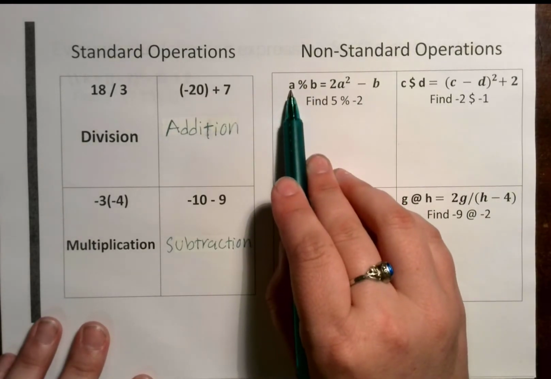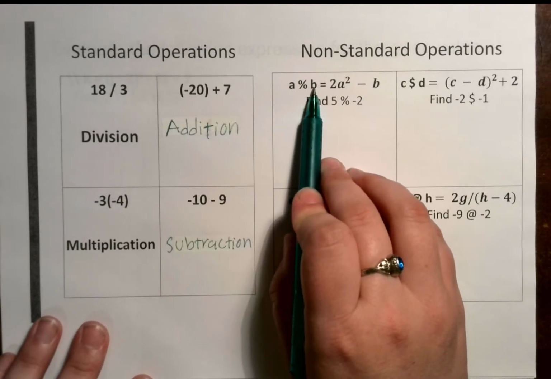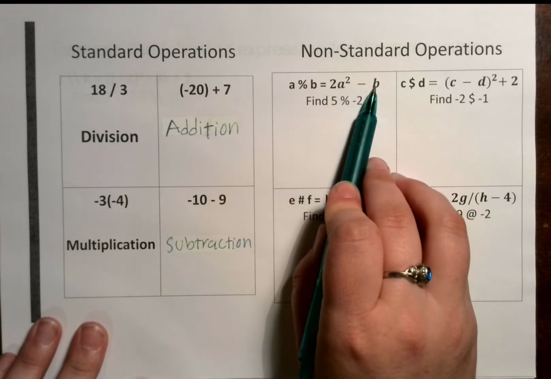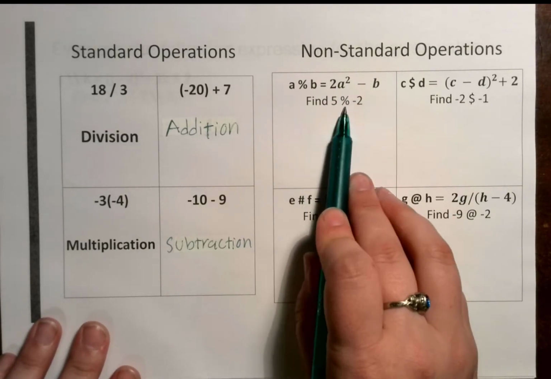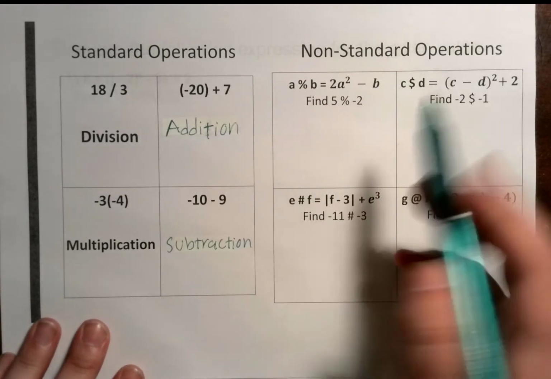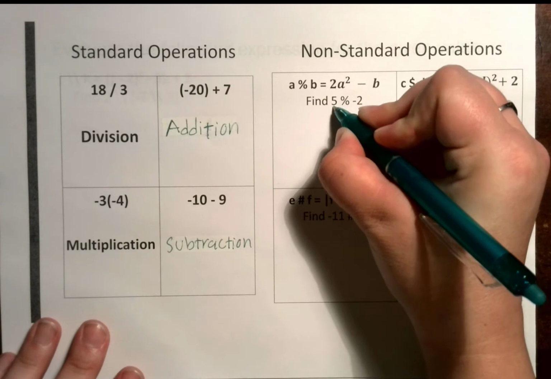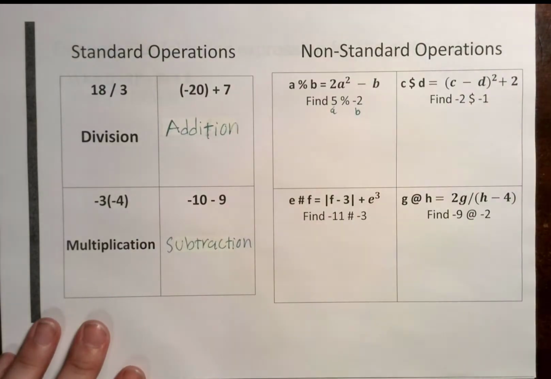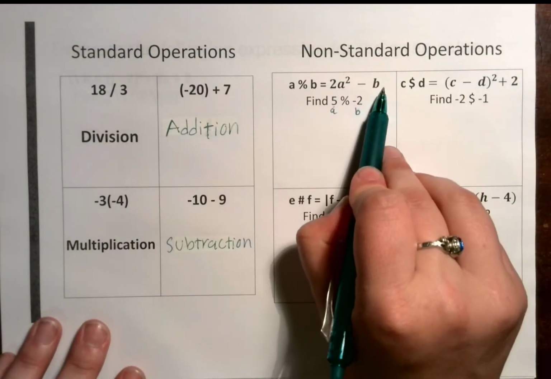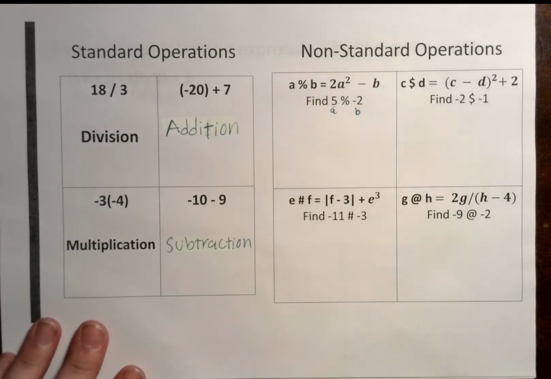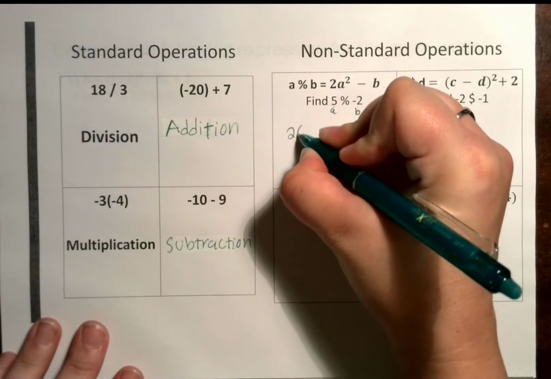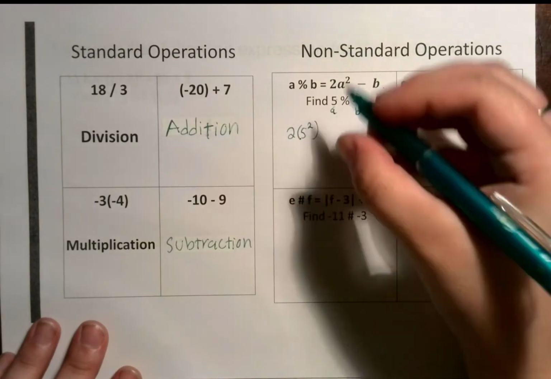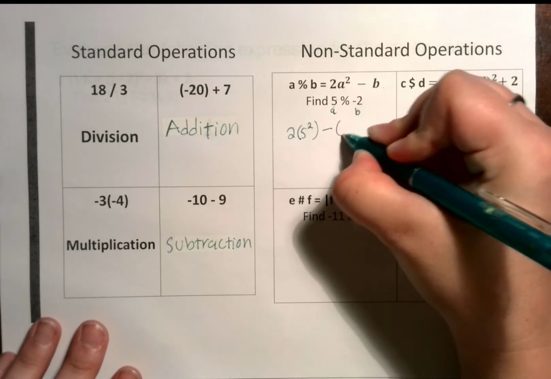So if you look up here, I've got A % B, and this tells me that equals 2 times A squared minus B. So when I see 5 % negative 2, all that's telling me is that 5 is my A and negative 2 is my B. I can plug it in for this expression here. So 2 times, my A is 5, we're squaring the A, minus my B, which is a negative 2.